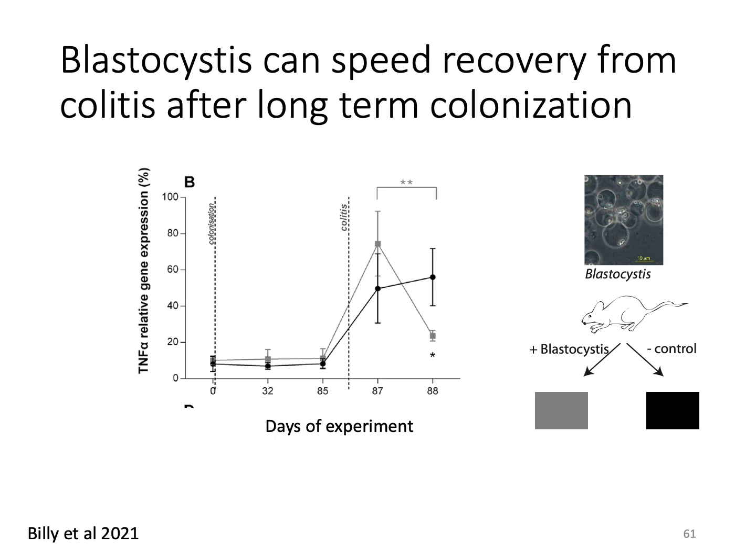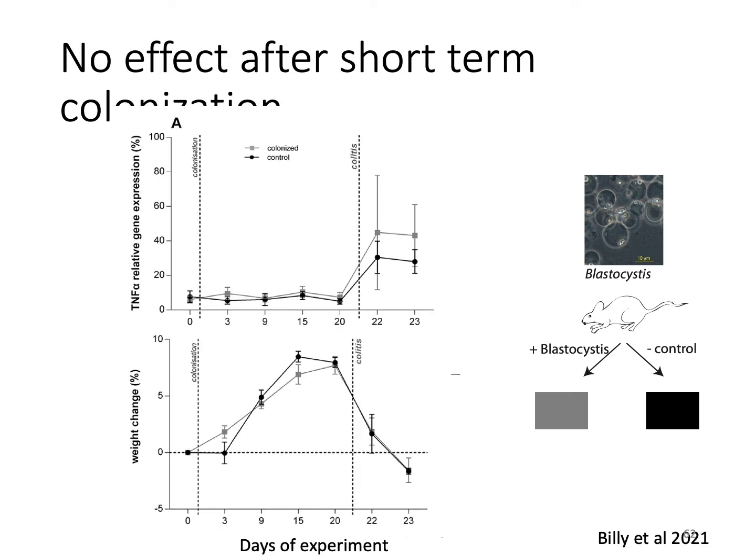But we see the signatures of increased inflammation right after colitis, and then a rapid reduction indicating recovery as measured by several immune markers, including TNF alpha. So expression jumps up right after colitis induction, and then there's a significant decrease in the Blastocystis colonized group compared to the control 2 days after colitis induction. So again, indicating that Blastocystis can speed recovery after long-term colonization. We don't see an effect after short-term colonization, though, when there's no difference in weight change or in immune parameters.